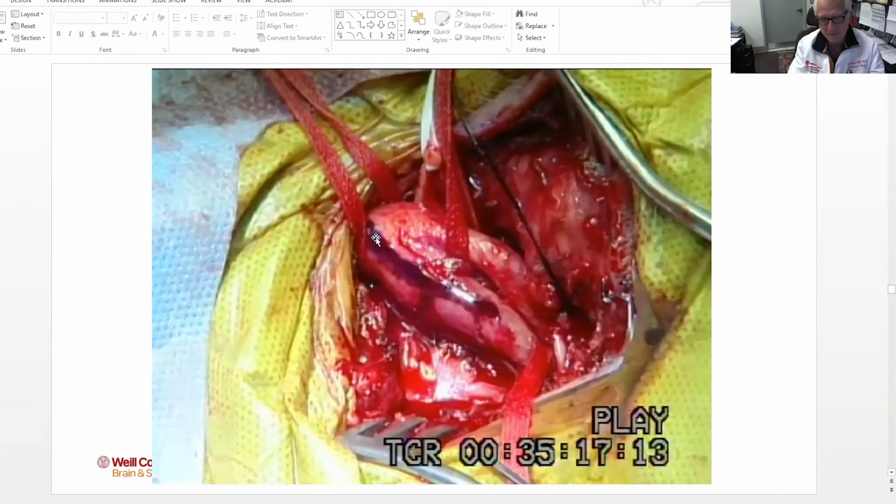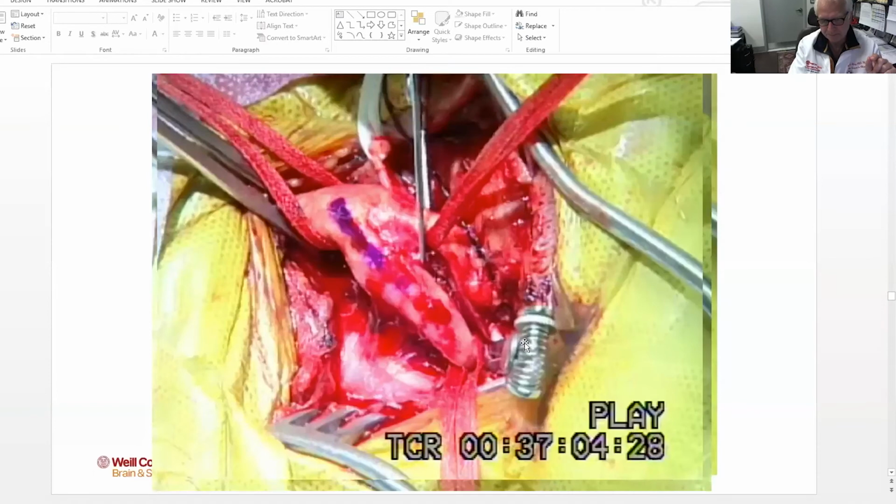What I've done is I've marked where we're going to make our arteriotomy. It extends from the common into the internal. And you can feel with your finger where the plaque ends, but also you can see that the vessel goes from being a little bit whiter from the plaque and it pinks up beyond the distal end of the plaque.